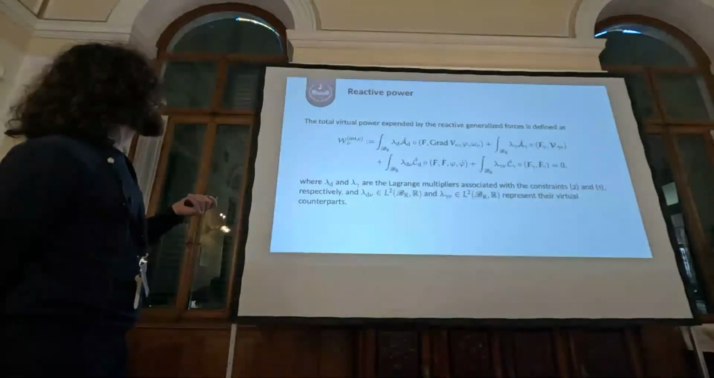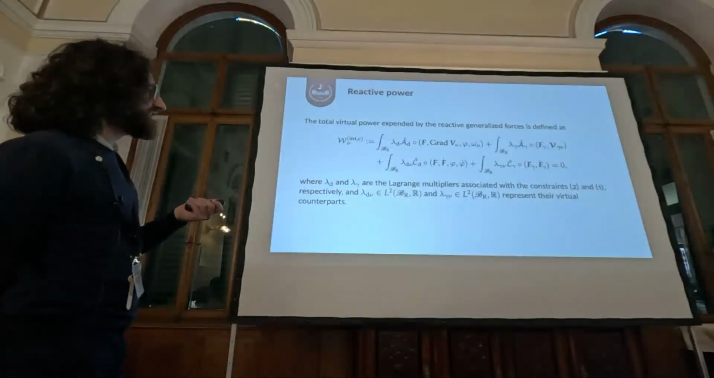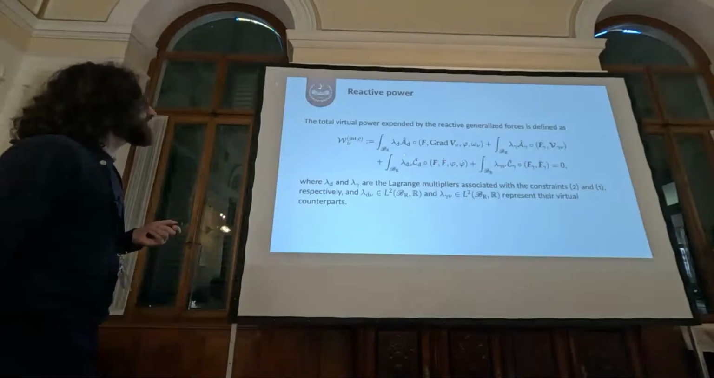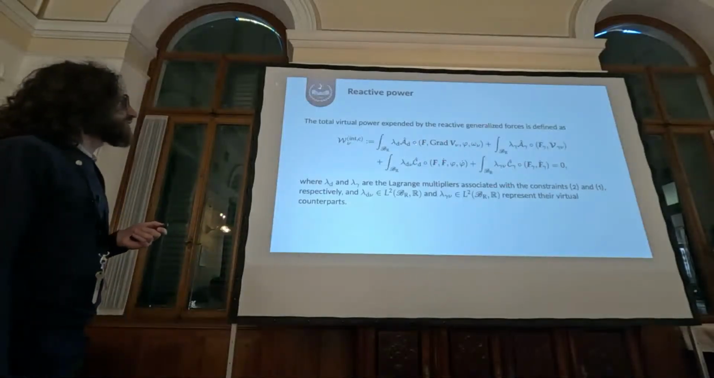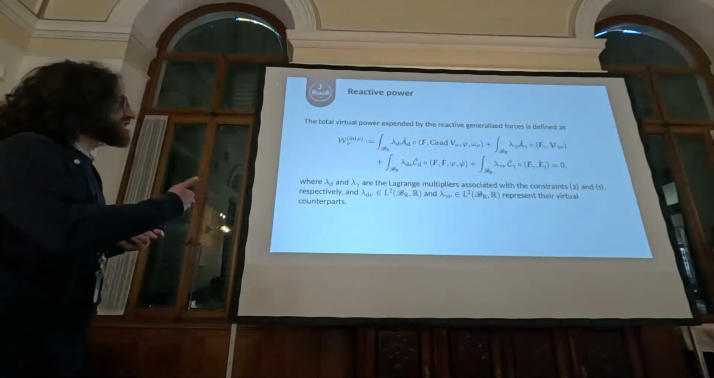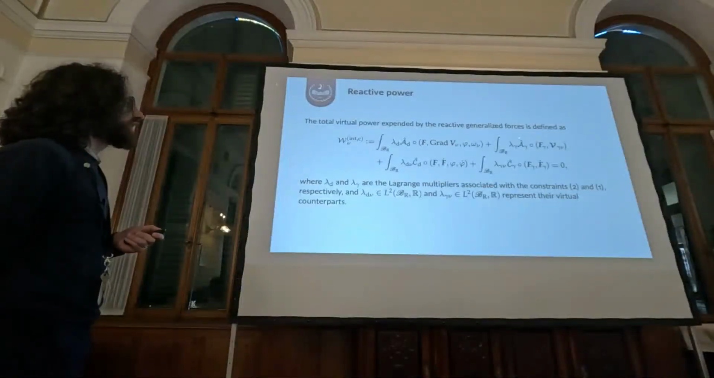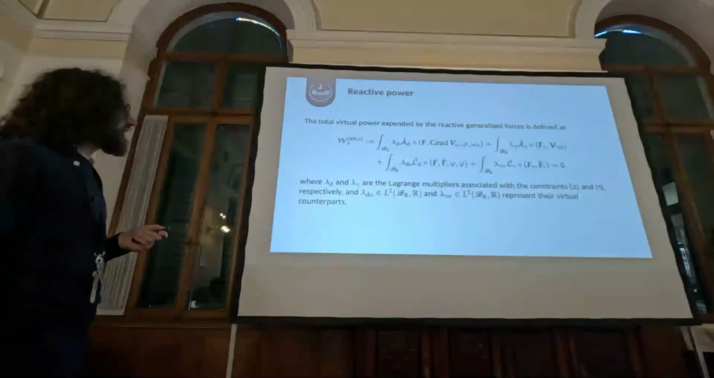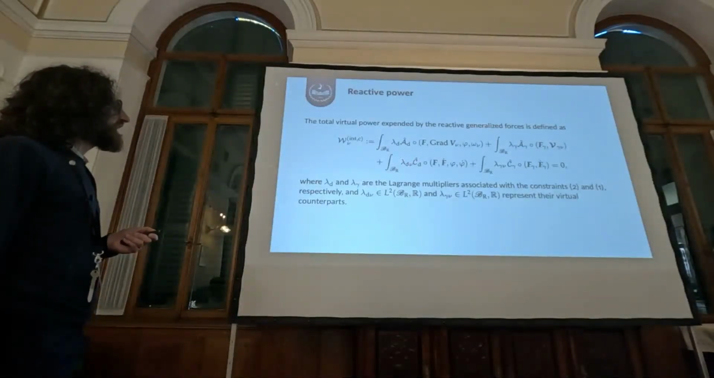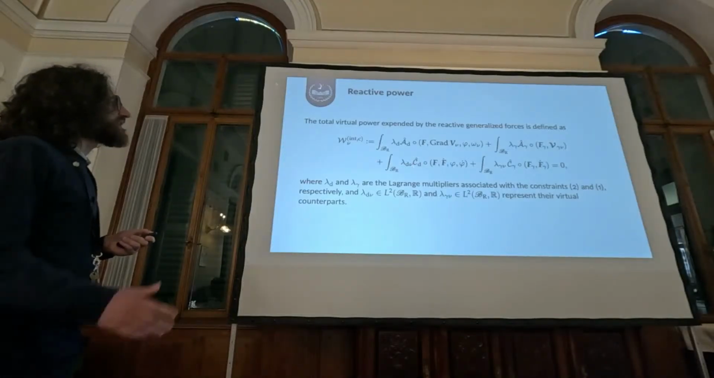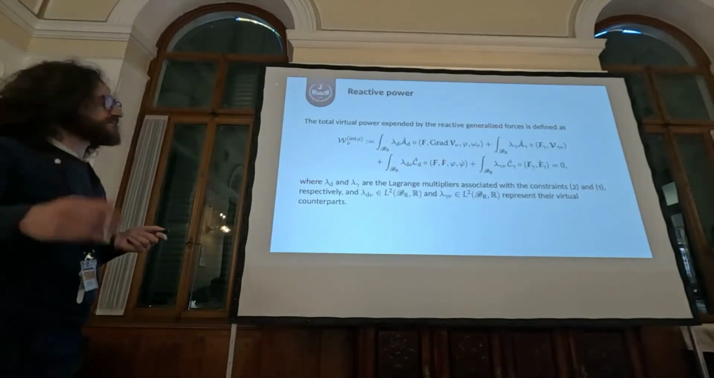Now we also define the null reactive power, and to do so we need, of course, the Chetaev conditions that we defined in the previous slides. We also need two Lagrange multipliers, one for each of the constraints that we are considering. We also need their variations, and we need the mathematical expression of the constraint.